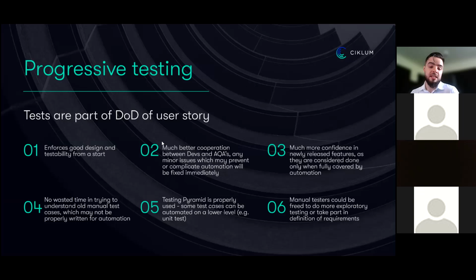And as a side bonus, manual testers could be freed up to do some exploratory testing, or they could take part in the definition or review of requirements, so they can find more non-trivial defects, which couldn't be found by automation anyway. So these are the benefits of progressive testing.